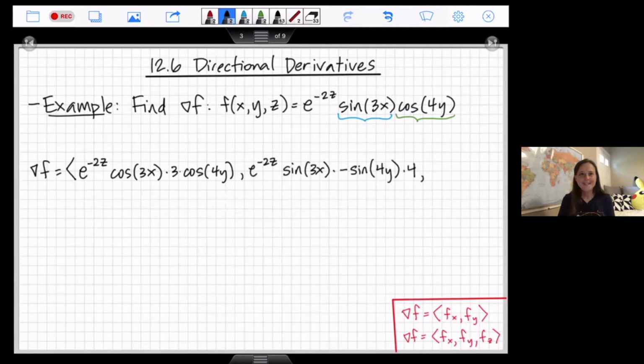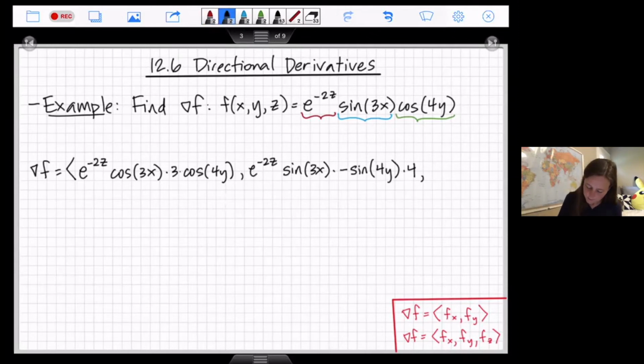Partial with respect to z. So I'm not going to have room here. We'll move this down onto the next line. Again, only one of these three chunks of the function has each variable. So e to the negative 2z is really the part we're taking the derivative of. The blue and green brackets, those are just constants as far as z is concerned.